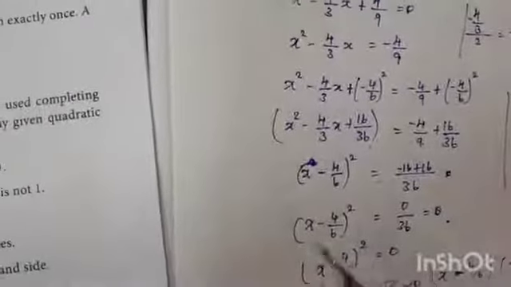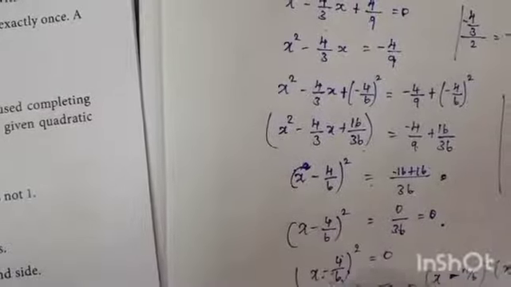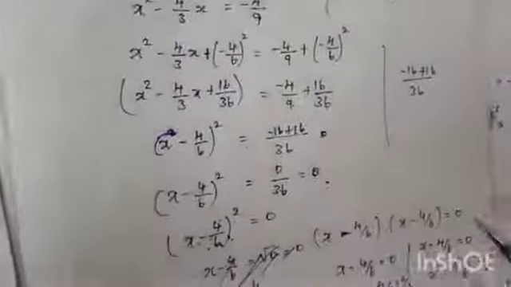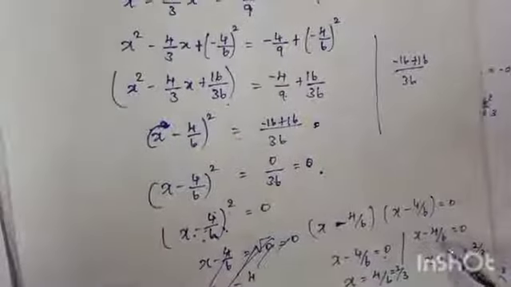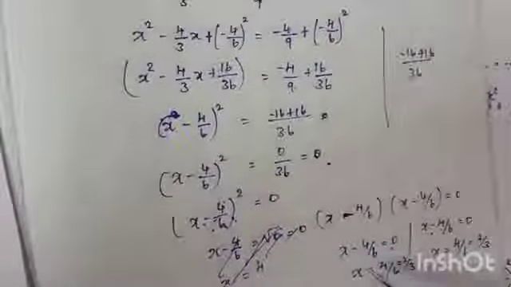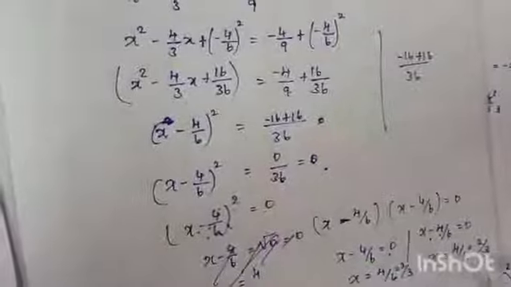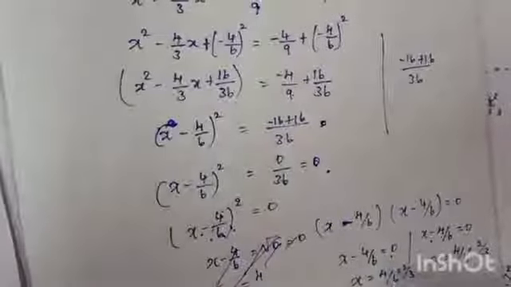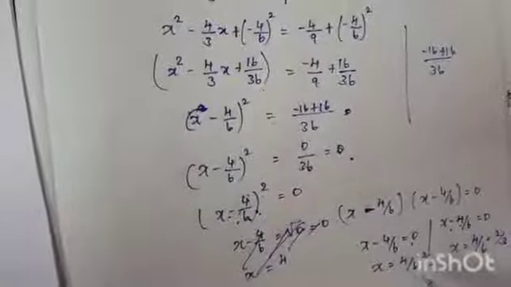Now, a quadratic equation has two roots. So (x - 4/6)(x - 4/6) = 0. So x - 4/6 = 0, and for the other root also, x - 4/6 = 0. So x = 4/6. Another root also, x = 4/6. Cancelling by the common factor 2, 2 twos are 4, 3 twos are 6. So the x values are 2/3 and 2/3.